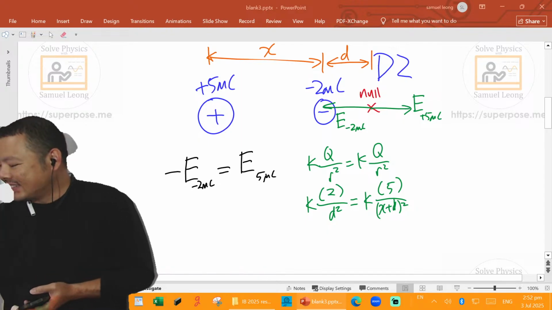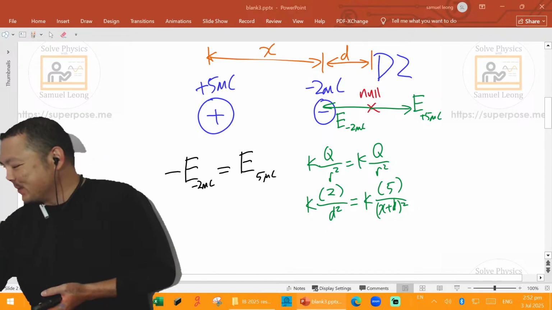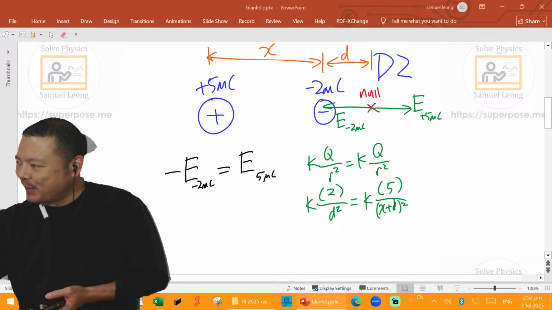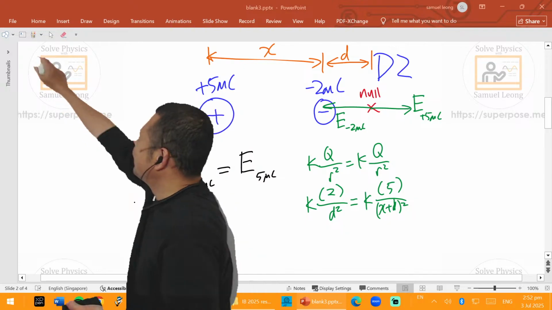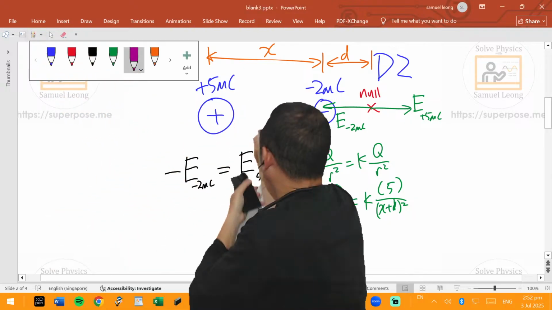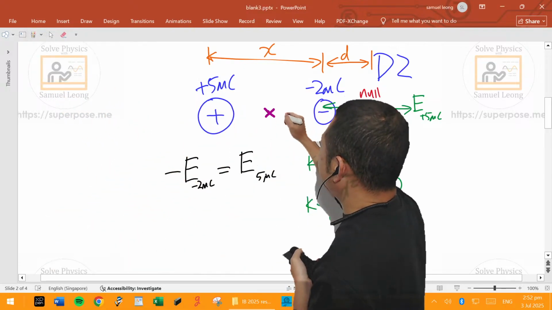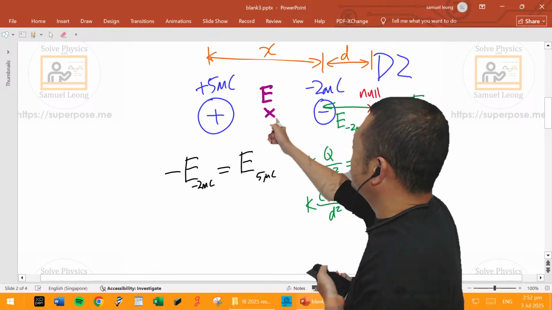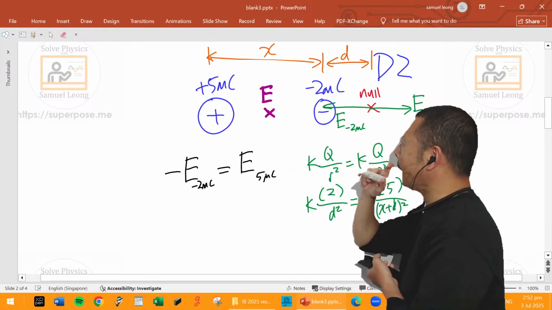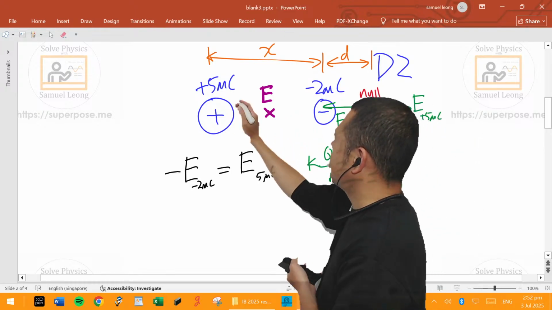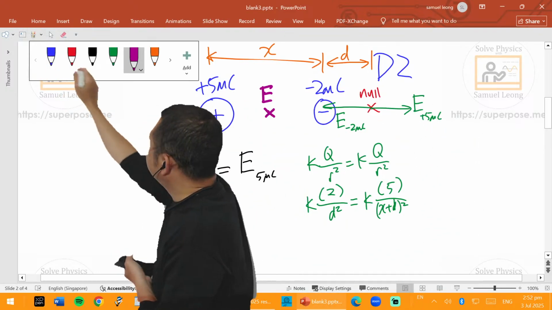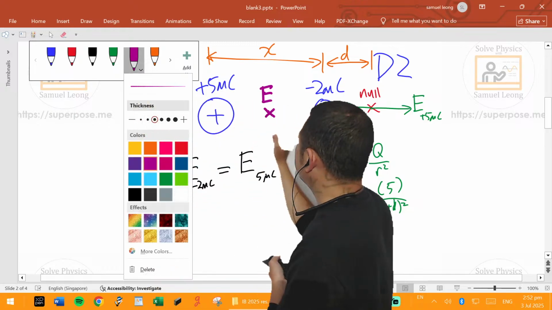It's very hard for me to point out, but the other scenario is this. Let's say the midpoint here. What's the E field strength there, at the midpoint? The E field strength will be something like this. The E field strength from the plus five is what? It's pointing to the right.